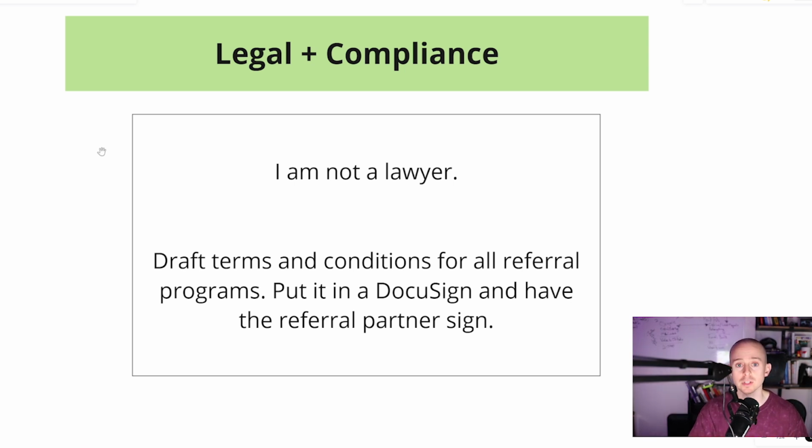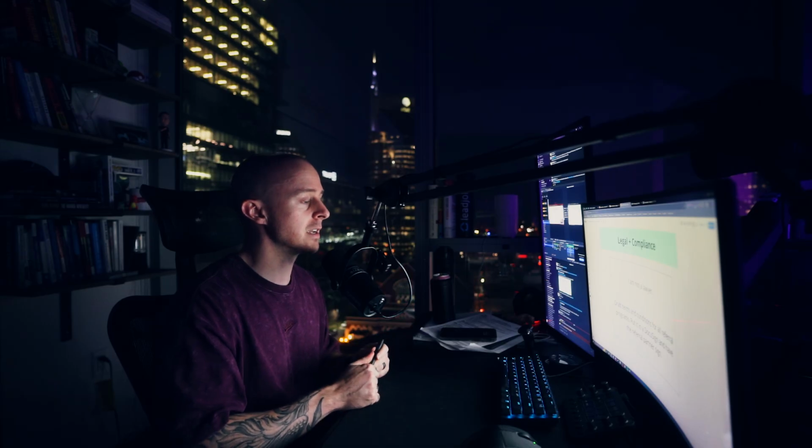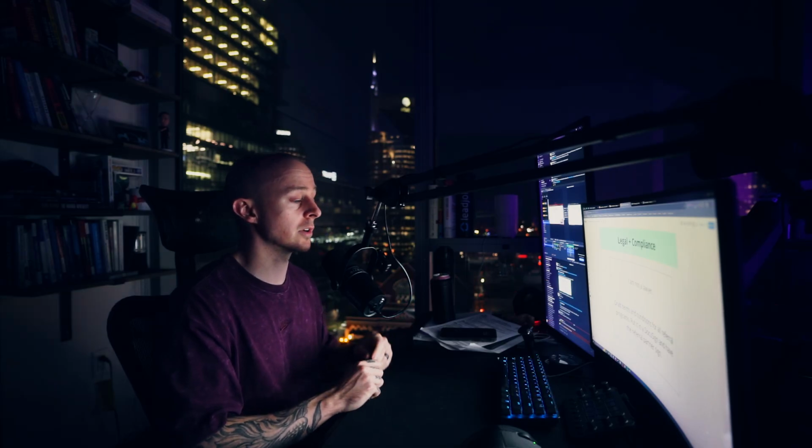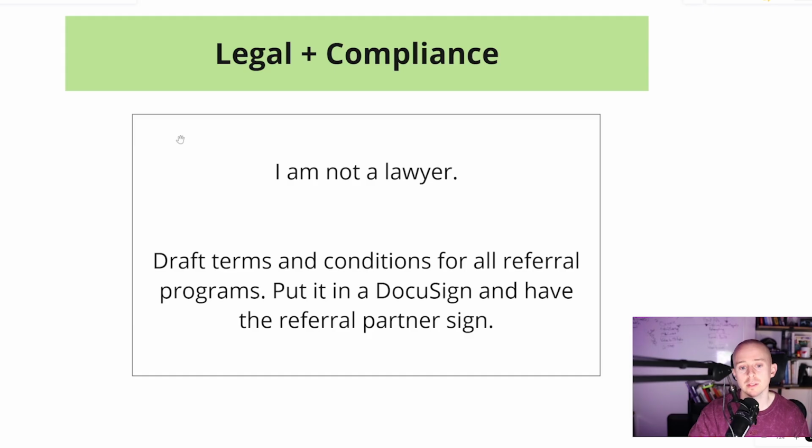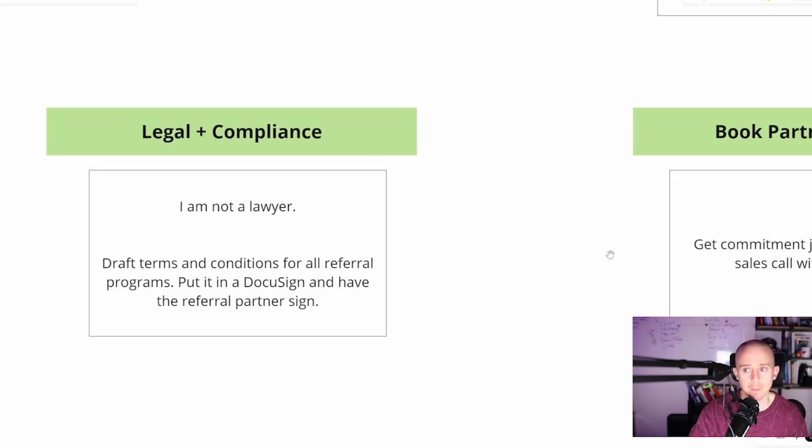So make sure that there's some sort of contract, and then it also gets buy-in when someone signs something, right? It's a contract between you guys that you're going to work together on driving clients. Okay, so think about the legal and compliance side as well, but make sure you check in with a lawyer. Don't just take my word for it.